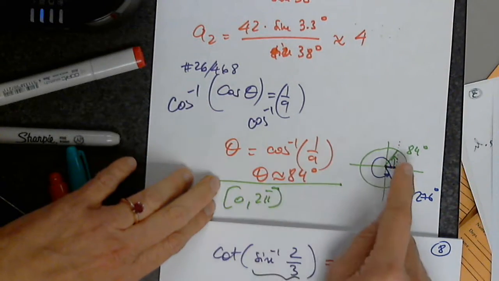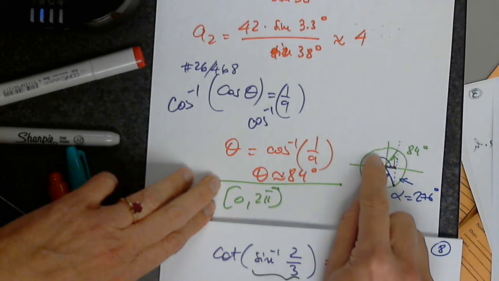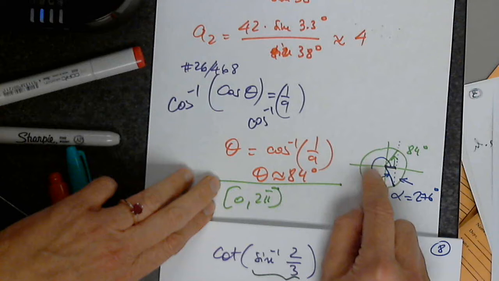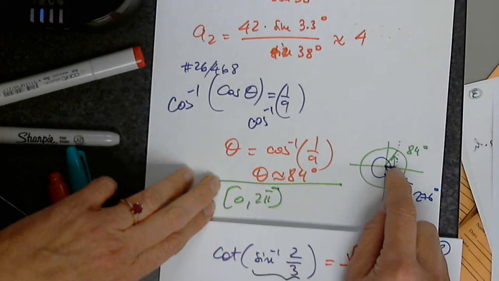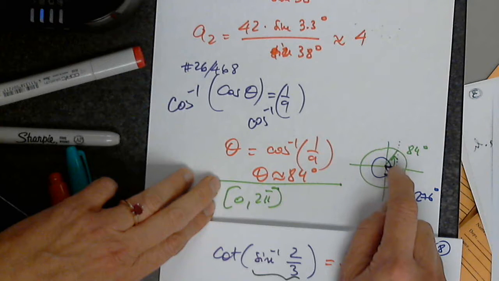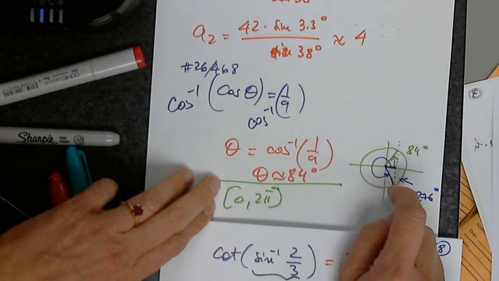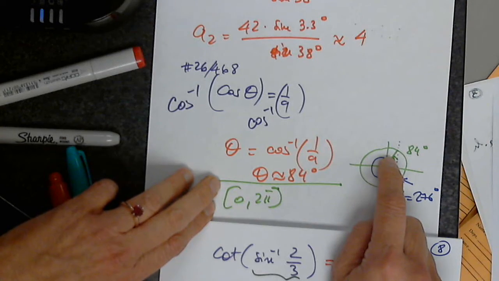Do you agree that cosine 84 is 1/9? Then you will agree that cosine of 84 plus 360 degrees will have the same cosine. Then you will also agree that 84 plus 720 will have the same cosine. And then you will also agree that negative 2 pi, right? So 84 minus 2 pi will have the same cosine. 84 minus 4 pi will have the same cosine.